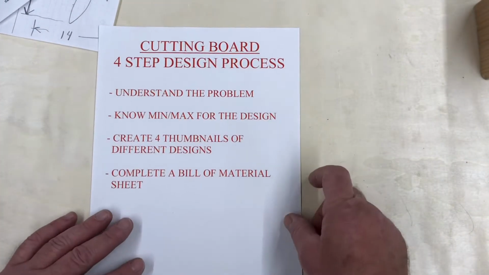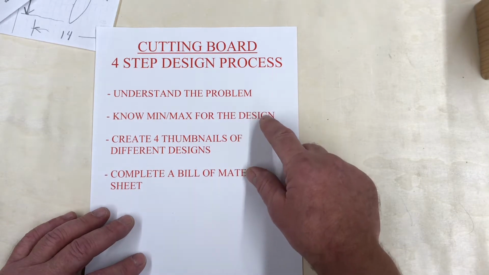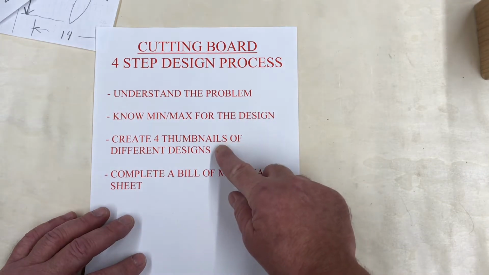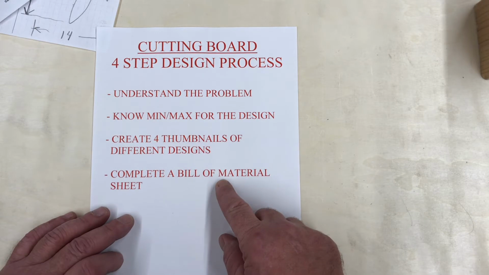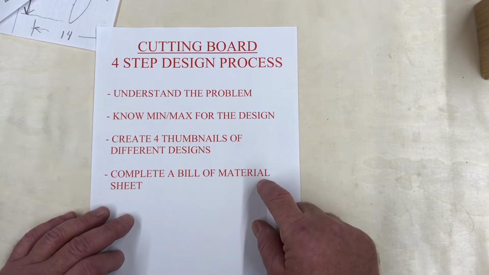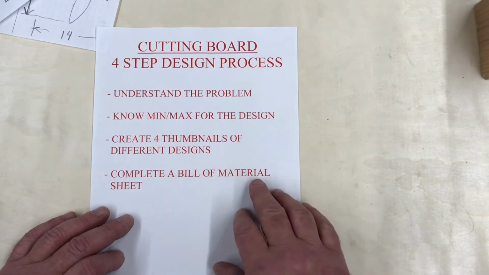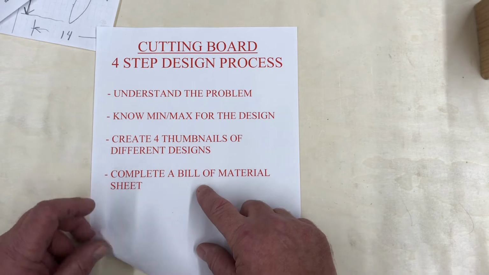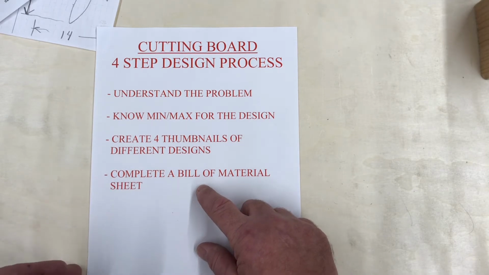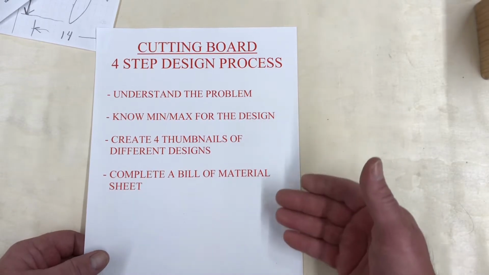Now, if we take a look at our design process, we understand the problem, we know the minimums and maximums, we've created our thumbnails, now we've got to do the bill of material sheet. After we get the bill of material sheet completed and show how we calculate the materials for it, the next step will be taking our bill of material sheet and thumbnails and going out picking wood and starting our design process.